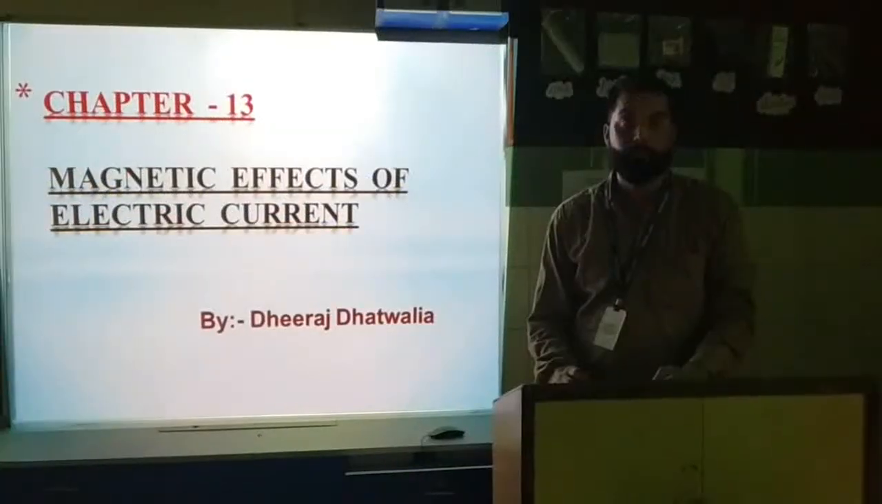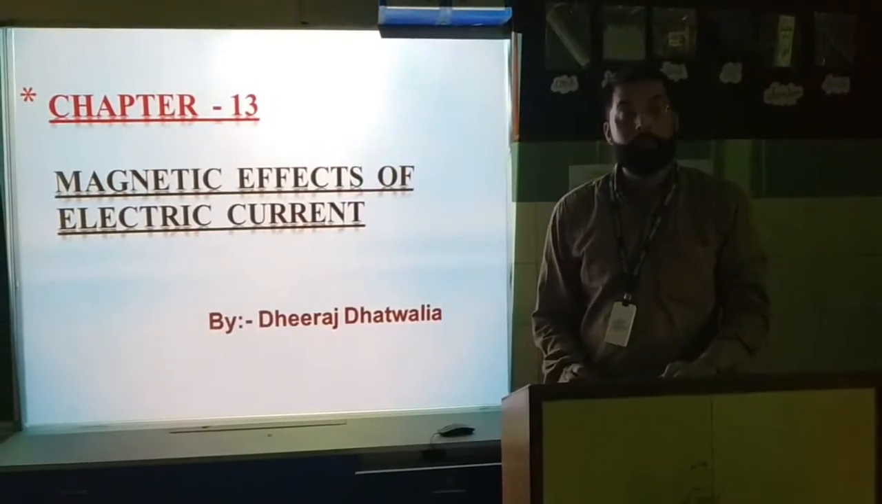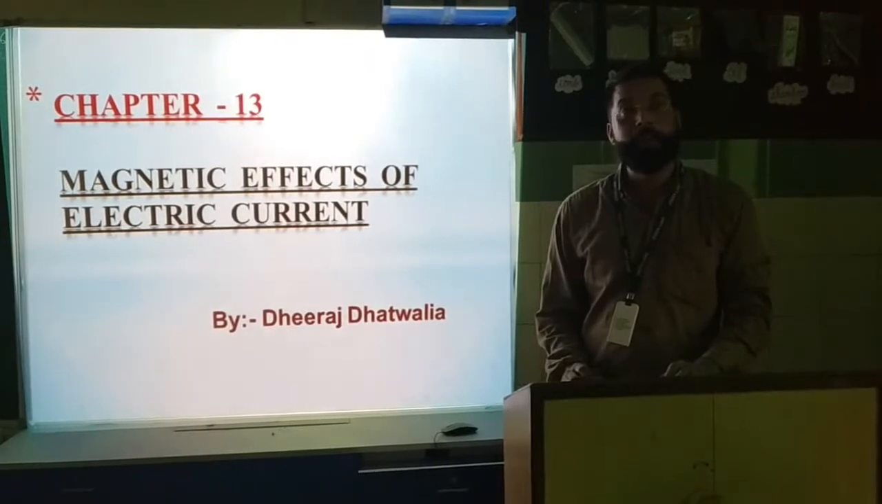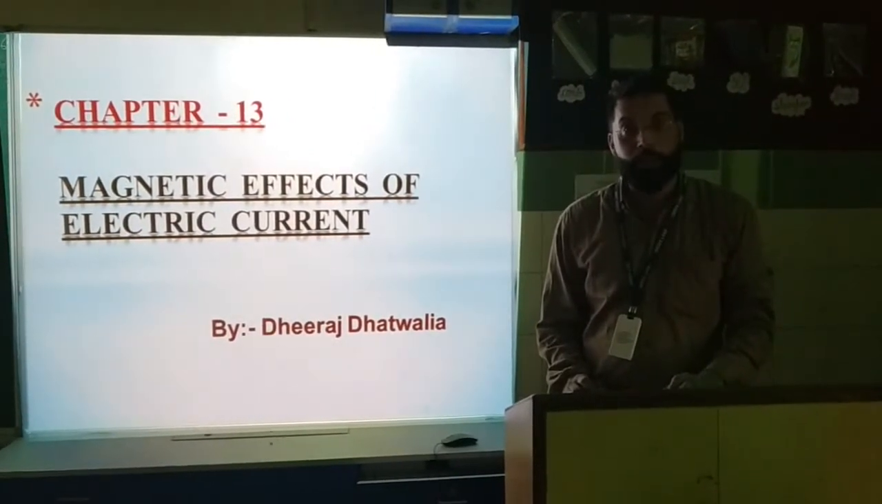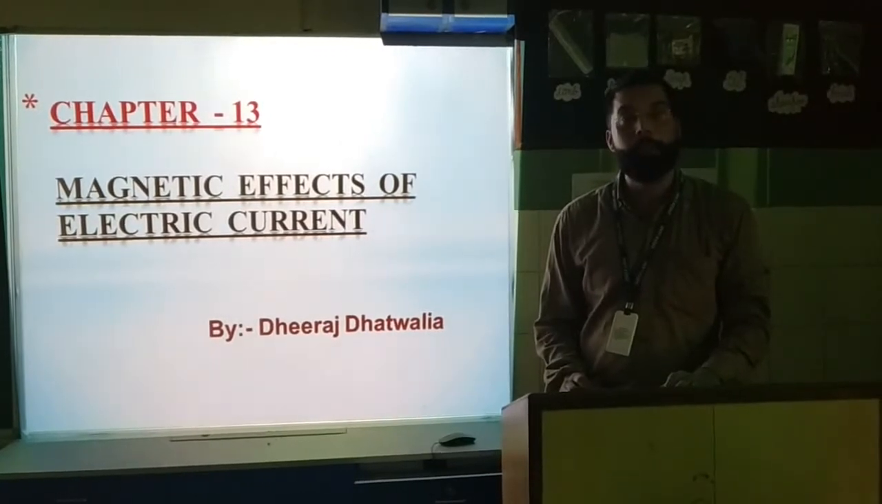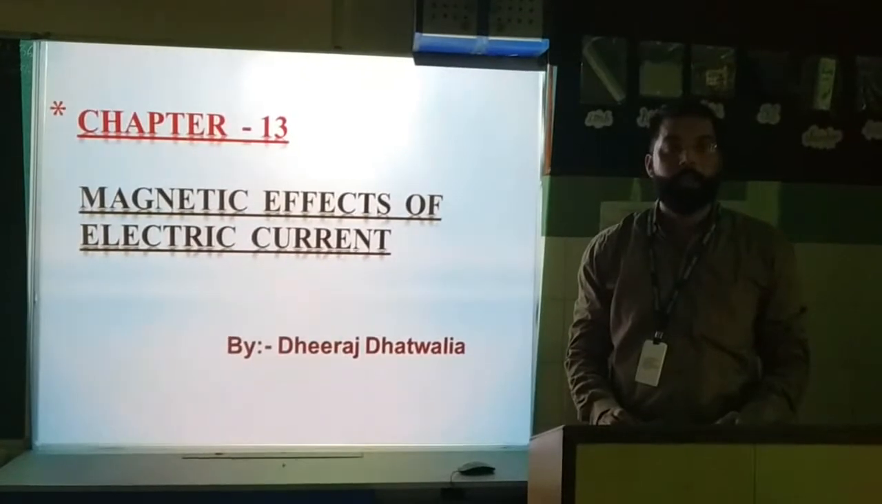So today we have learned about magnetic field around a straight conductor, circular coil and solenoid. And we have learned about magnetic field, electric motor, electric generator and AC and DC.